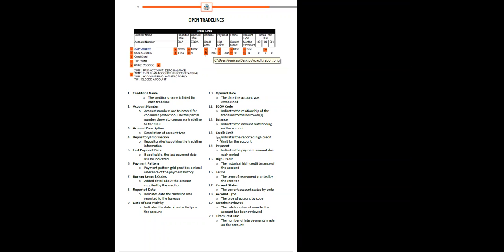And then 14 is the payment. Well, if they don't have a balance, they don't have a payment. So of course, that's going to be zero. Normally the payment is $25 on these types of cards, but it depends on the type of card, and it'll be different payments. And then number 15 indicates high credit, the historical high credit balance of the account. They had gotten up to $443 that they were using in this account.